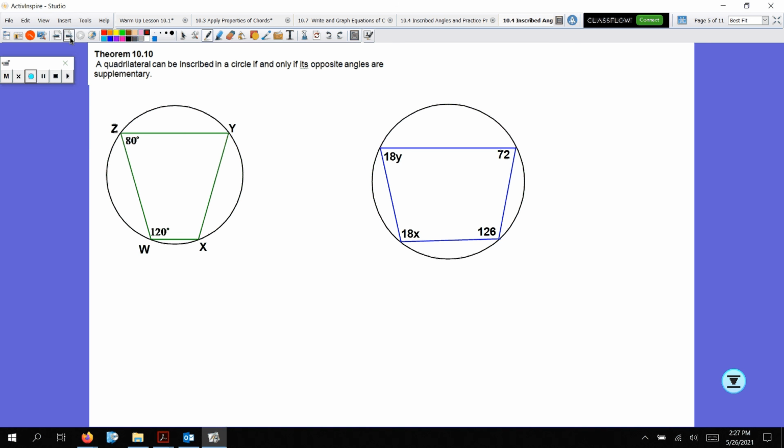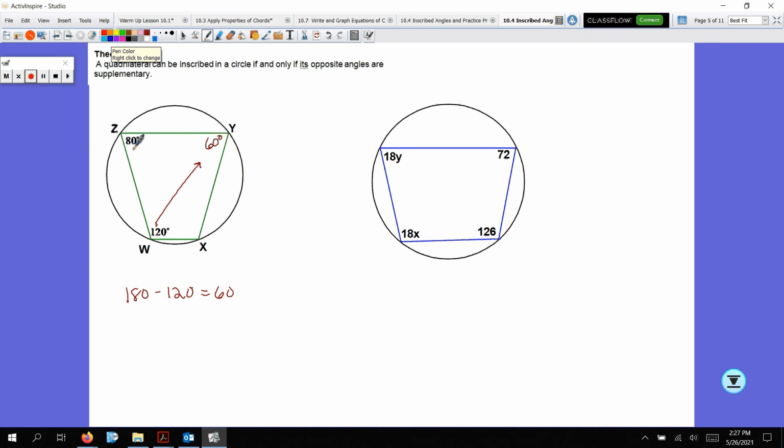All right, now we have a quadrilateral can be inscribed in a circle if and only if its opposite angles are supplementary. So that means opposite on the diagonal, right? That means this plus that must equal 180. Well, 180 minus 120 is 60 degrees. So this is 60 degrees up here.